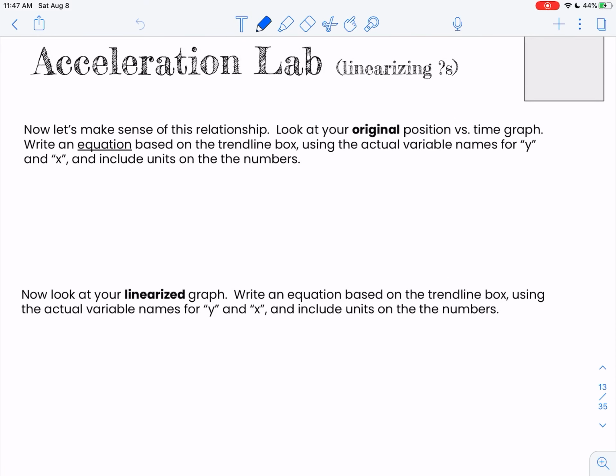All right, so here's a wrap up of these two graphs. Again, I'm hoping we're going to do this in class, so maybe we've already done this. Your original position versus time graph was the one that looks like this, and it was a parabola, okay? Write an equation based on the trend line box. So you had this equation given because this is a quadratic.